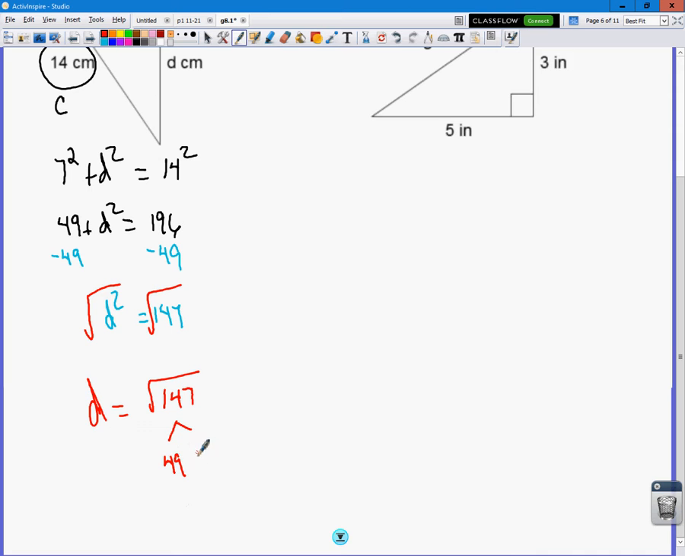In my perfect squares, 49 goes into 147 3 times. But what is the square root of 49? So this would be 7 square roots of 3. So the only thing that's new today for you is your ability to simplify a radical. That's the only thing that's new. Everything else you've done before.